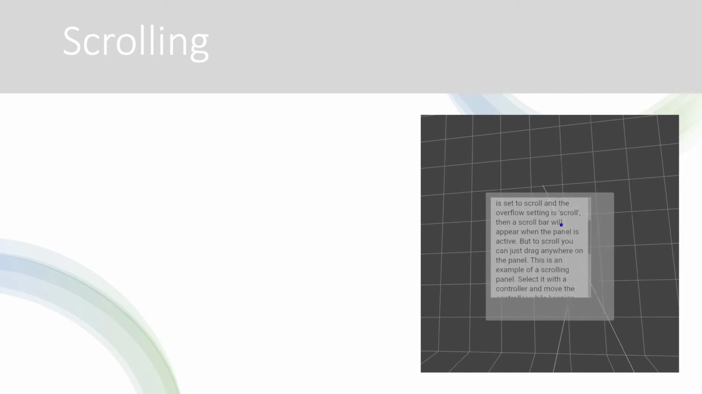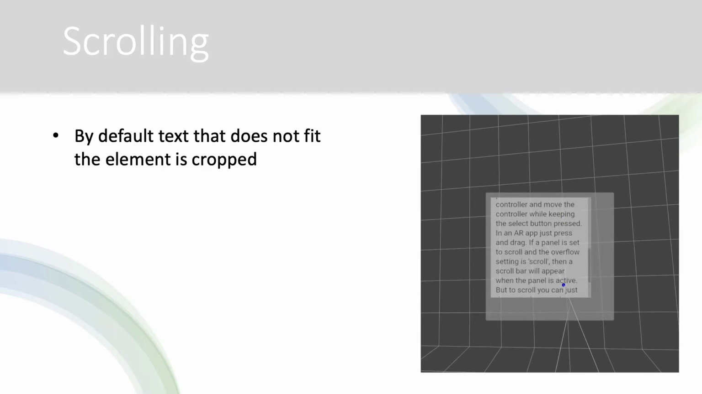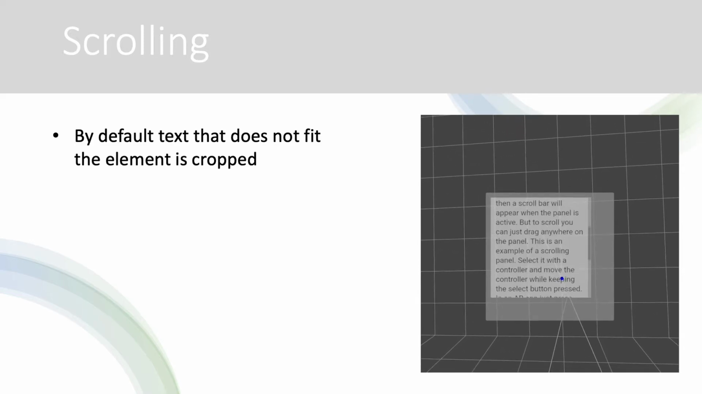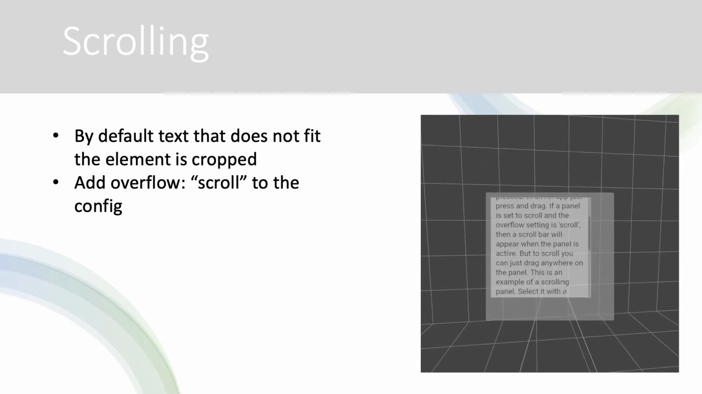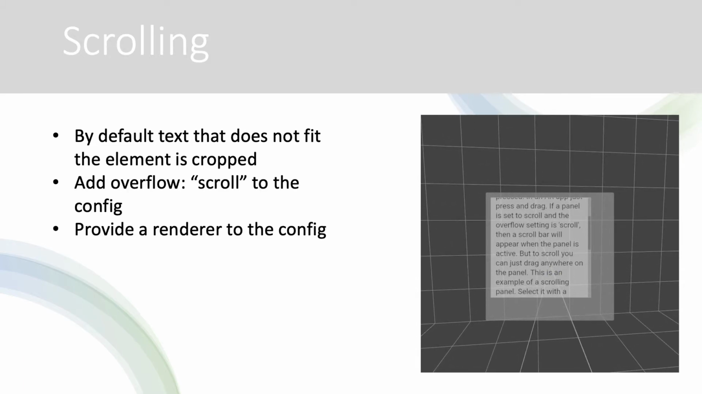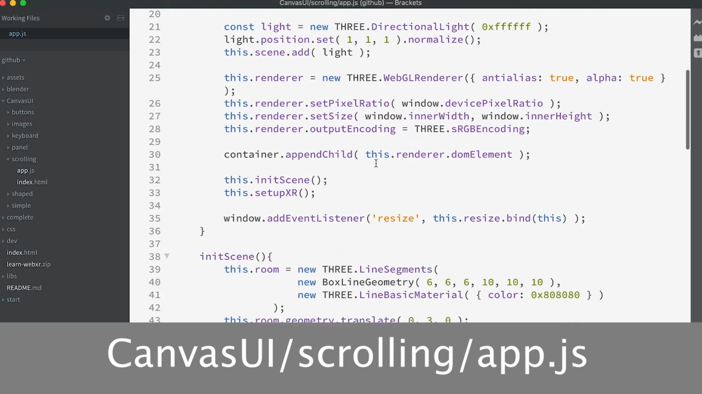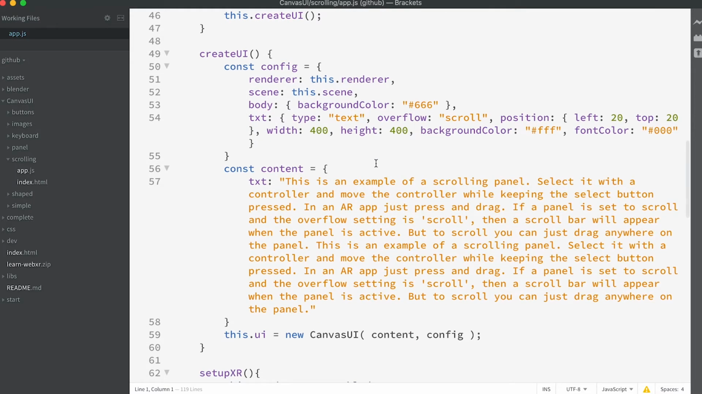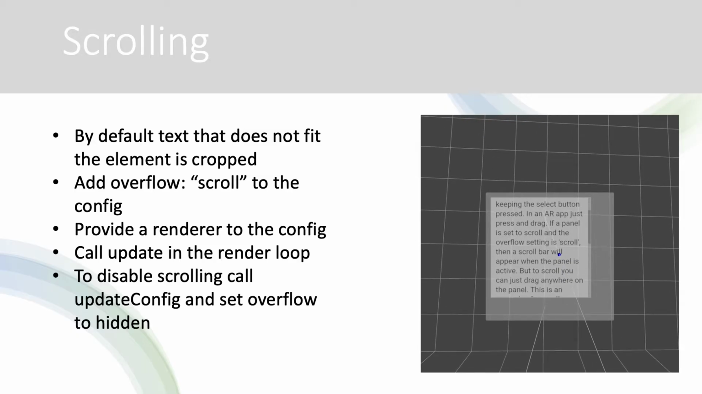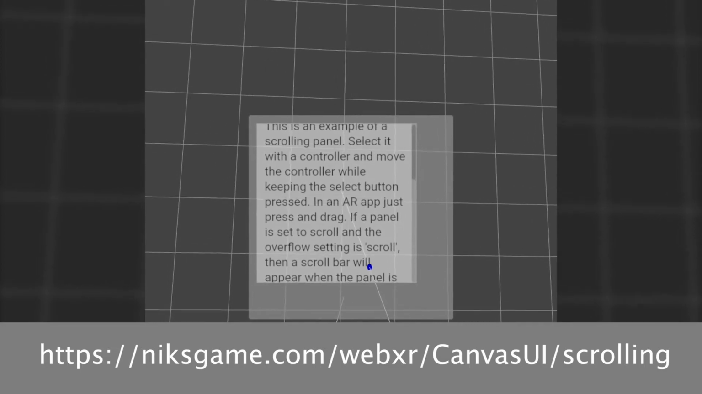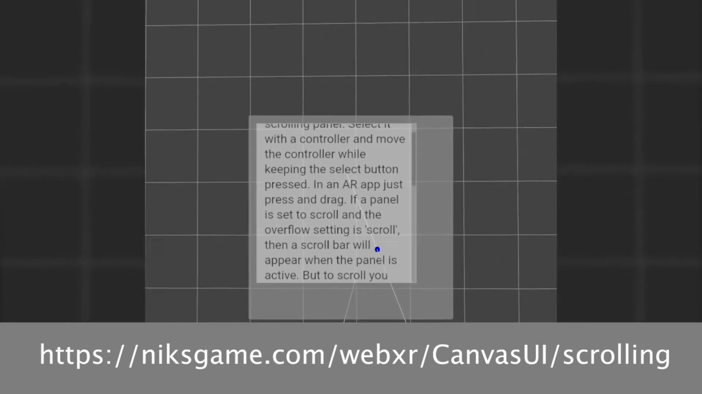Sometimes a block of text is too big for the panel area allowed for it. If that's the case, the UI needs to know how to handle it. By default it will be cropped, but if you add overflow scroll to the config, provide a renderer and call update for the UI in the render loop, then you will be able to scroll using the controllers. Take a look at app.js in the folder CanvasUI Scrolling. All that was needed to make the text panel into one that can be scrolled is the addition of the overflow option. The other option for overflow is hidden. A live example of this is at this address.